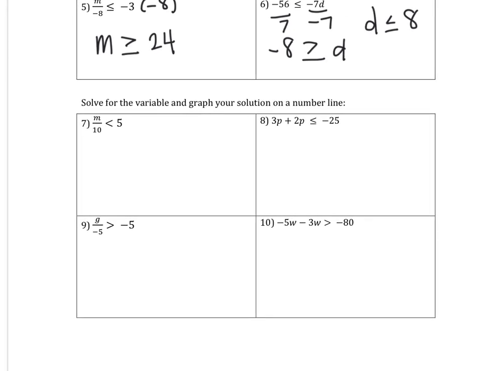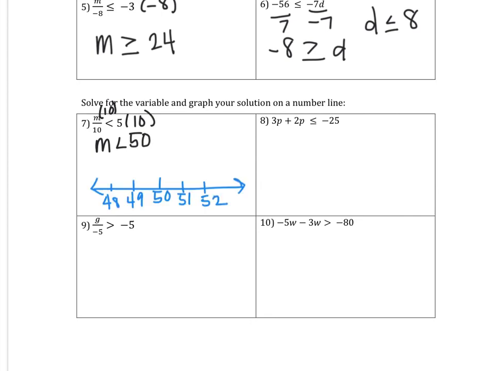Solve for the variable and graph your solution on a number line. So let's start by solving it and then we'll go to graphing it. I'm going to multiply both sides by 10. And I get M is less than 50. So to graph that, I will have an open circle on 50 because it doesn't equal 50, and anything less than 50.